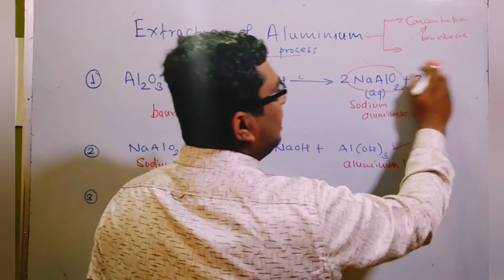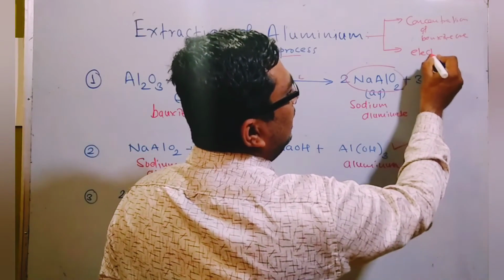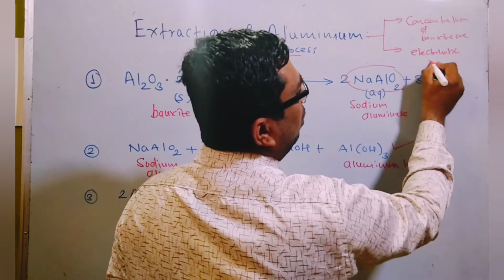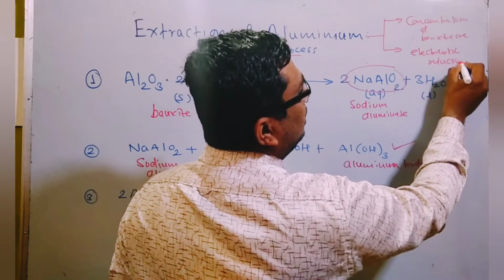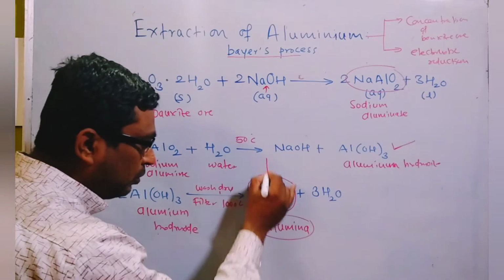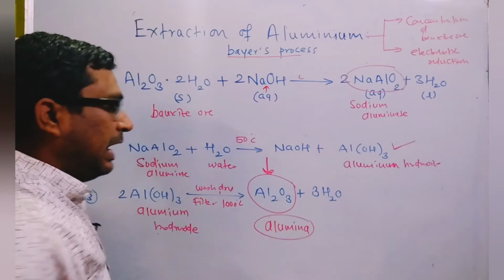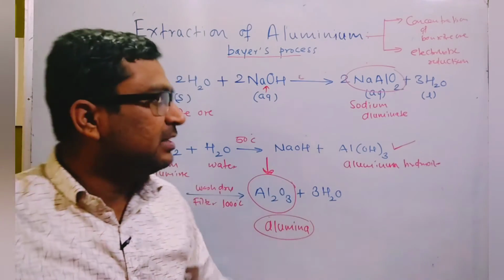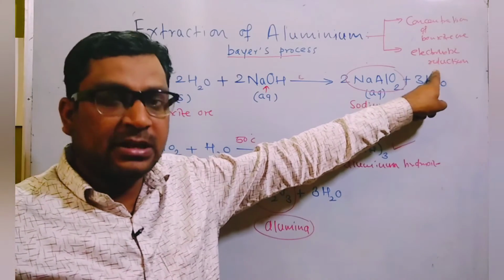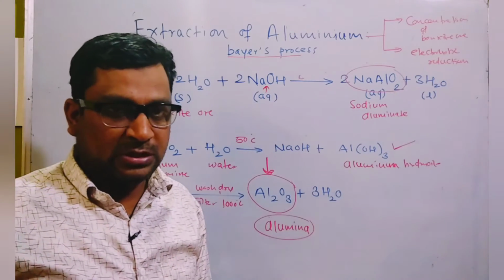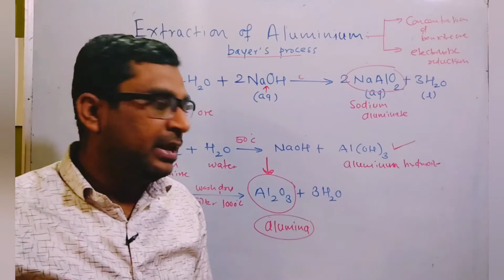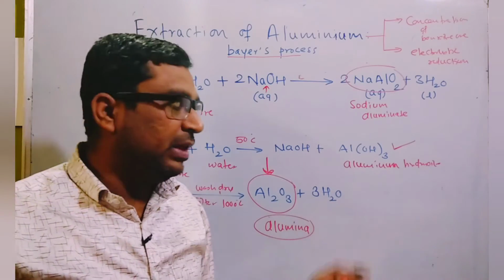Now it's time for the second step. What is the second step? Electrolytic reduction of alumina. For this second step, this is the input. So alumina is the input for the second stage, and the second stage is what? Electrolytic reduction. Now we are performing the process of electrolytic reduction, and for it we have the diagram.